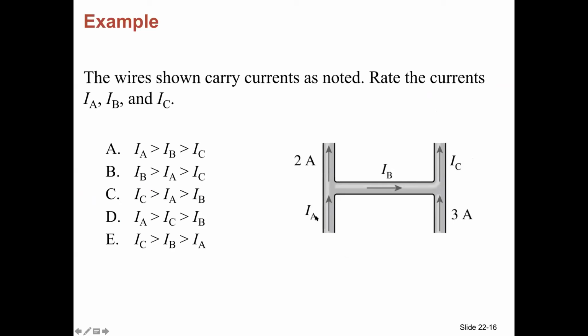through the chat. So rate these currents in terms of size, A, B, and C. Which one of these choices is most likely the case given the known currents? And also, feel free to share your thoughts and reasoning with people in the chat. So try to talk about why you think an answer is the case.